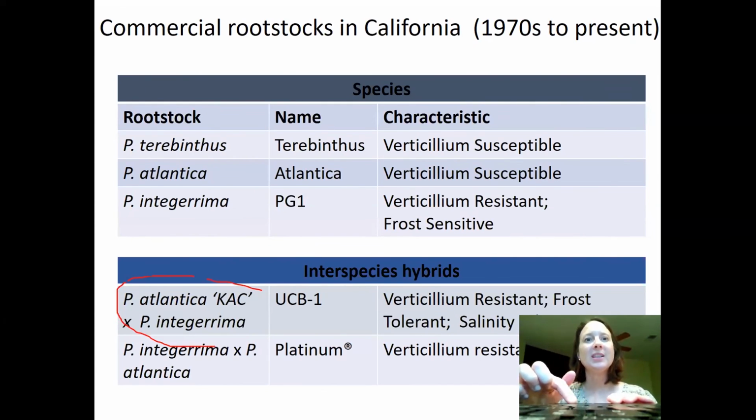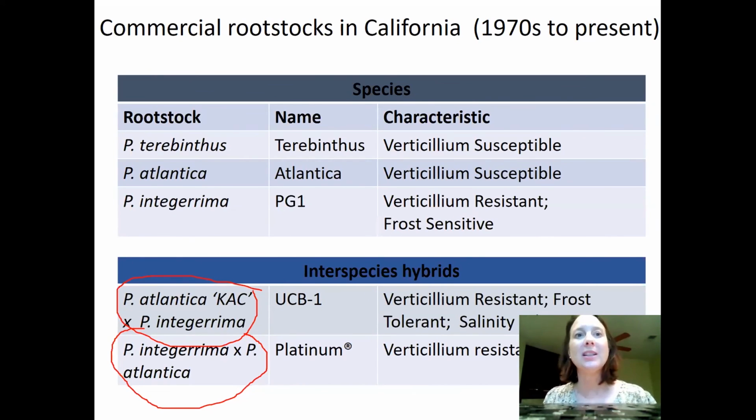UCB1 and Platinum, you'll notice, have the same parentage. The difference is actually quite subtle. It's which parent is the female versus which is the male. We call them the reciprocal cross. If you look at this within a seedling population, there's variability in the seeds that are produced from these crosses. With the Platinum, a verticillium resistant selection from this population was chosen, and it has been put into clonal reproduction. So UCB1 is verticillium resistant and frost tolerant, and it has some salinity tolerance.